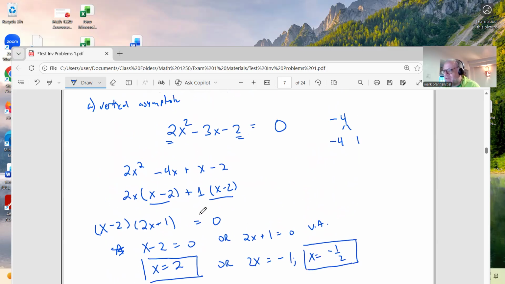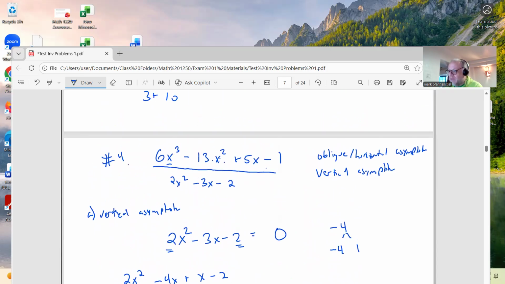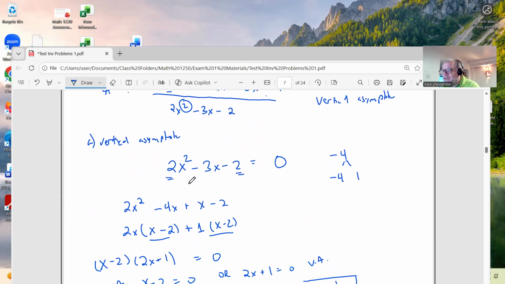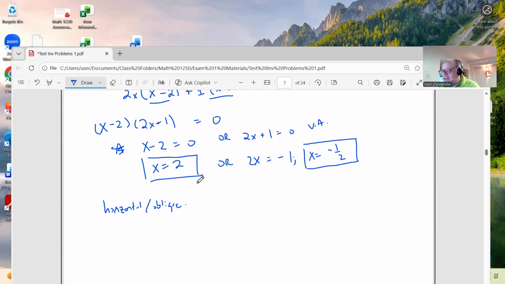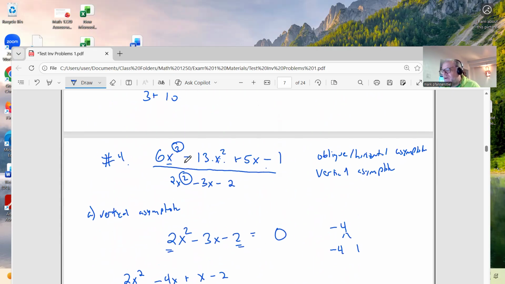Let's go ahead and take a look at what's going on with this. What's the degree of the top? It's 3. The degree of the bottom is 2. The top is 1 bigger. We are going to have to do polynomial division, which is everybody's favorite thing to do. So let's go ahead and set that up.